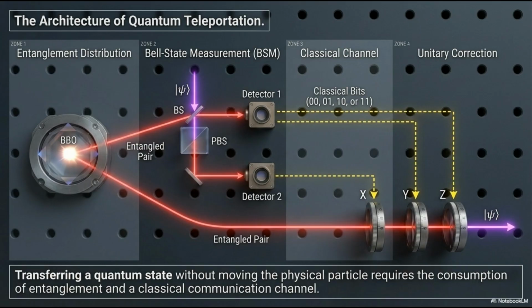Crucially, no quantum information travels through the classical channel. The state is reconstructed at Bob's side using the pre-shared entanglement as the quantum resource. Each teleportation event consumes exactly 1 Bell pair, which cannot be reused. This protocol is the fundamental mechanism underlying quantum repeaters and future quantum network nodes in a global quantum internet.